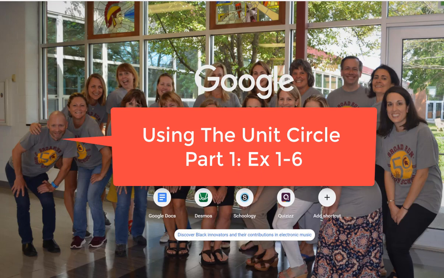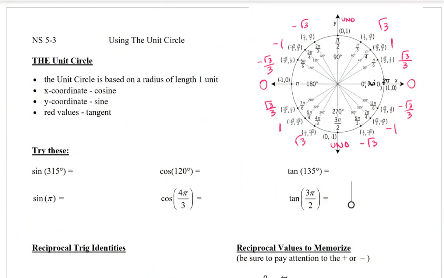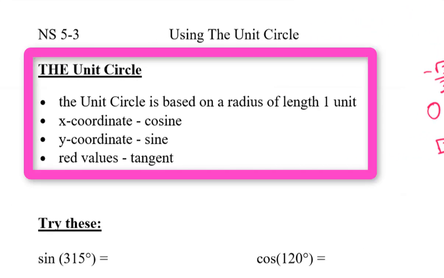In this video, we're going to take a look at using the unit circle. That's right, using all those values around the unit circle, which you have been so patiently and diligently memorizing for some time. So let's go ahead and put that to use, shall we? One of the things we want to talk about with the unit circle are these 4 points right here. The unit circle itself is based on a radius of length 1 unit.